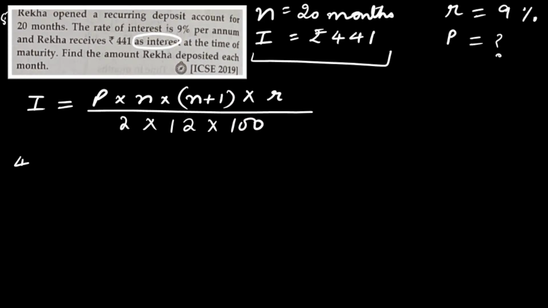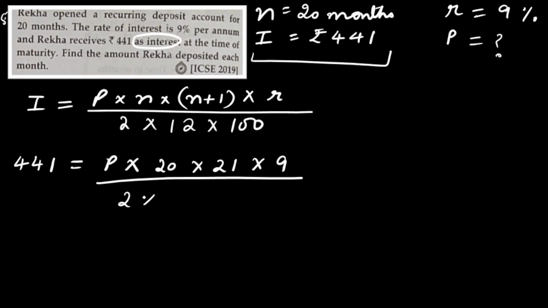I's value is 441, so I have substituted it here. P we have to find, so let it be P only. N is given to us as 20, so n plus 1 becomes 20 plus 1, which is 21. R is 9. So 2 into 12 into 100. Let's cancel. The 10 will get cancelled, 2 and 2 will get cancelled. 12 and 21 we can cancel with the table of 3: 3 into 4, 3 into 7. Other than this, no cancellation is possible.